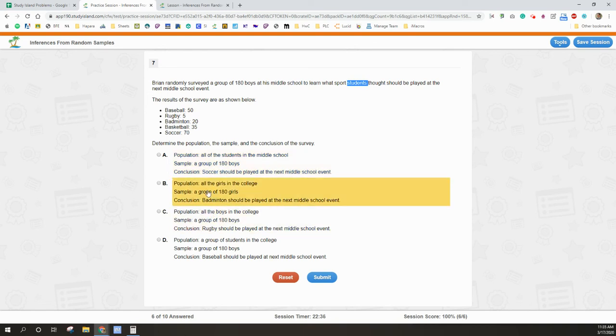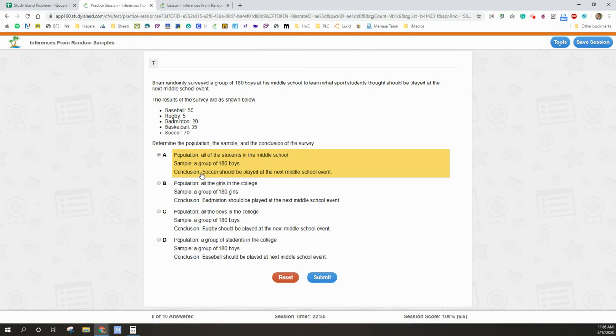Now, the population for B, which we've already eliminated, said all the girls in the college. That doesn't make any sense. C says all the boys in the college. That doesn't make any sense. And D says a group of students in the college. That doesn't make any sense. All of the students in the middle school is the only one that makes sense, and A is going to have to be the answer.